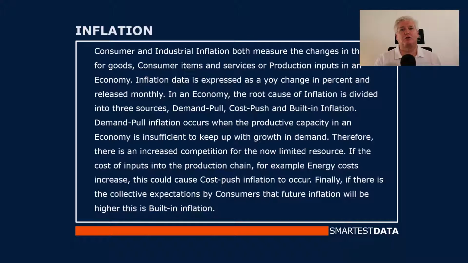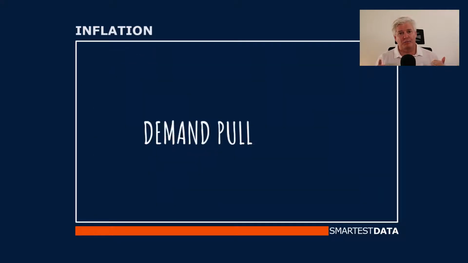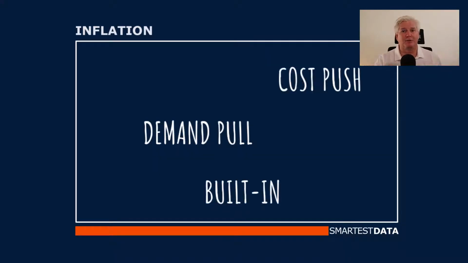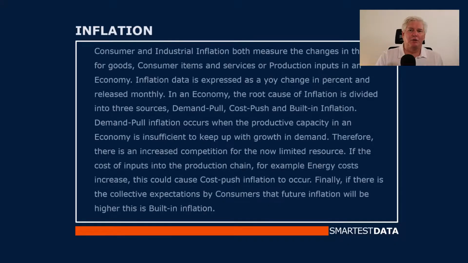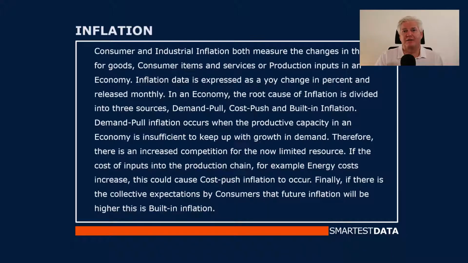In an economy, the root cause of inflation is divided into 3 sources: demand pull, cost push, and inbuilt inflation. Demand pull inflation occurs when the productive capacity in an economy is insufficient to keep up with the growth in demand. Therefore, there is an increased competition for the now limited resource.